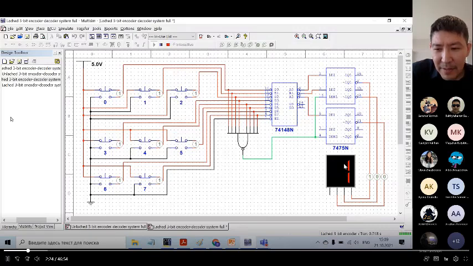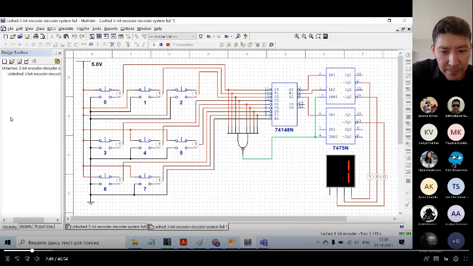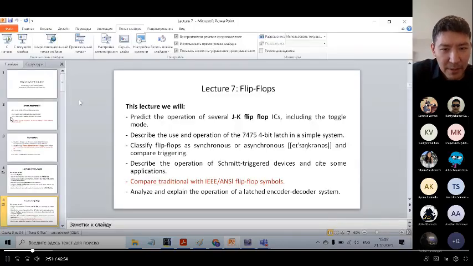sends it to the display, to the output. Here you can see it in binary, in BCD, but it is inverted. We need to invert it to show it properly. So actually today we will study flip-flops and this kind of devices. Let me come back to our lecture and we'll continue.